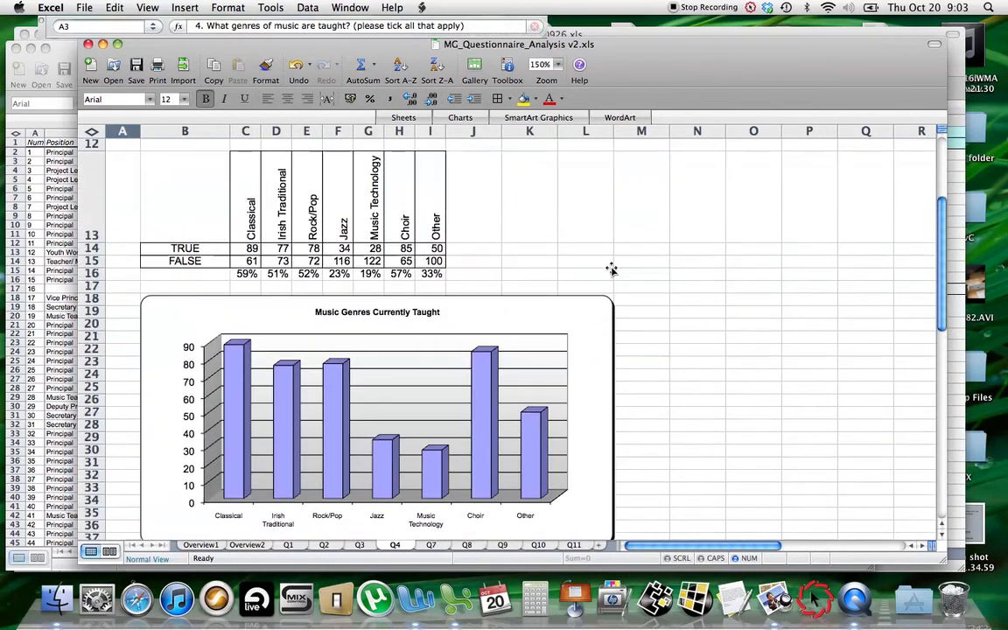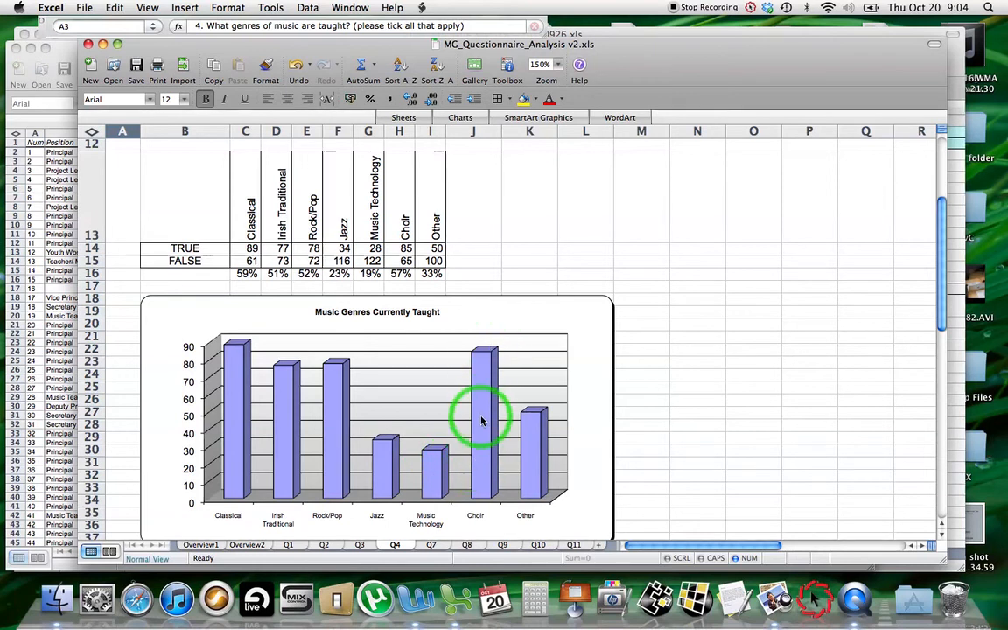Putting that into a chart, you can see that classical, traditional, rock, pop are probably the most popular genres taught. Obvious drop for jazz and music technology. I'm not sure what kind of appetite there would be in our group of young people we're considering for jazz. Music technology maybe is an area that could be developed more. I'm sure there'd be an appetite for hip-hop, dance and electronic music genres.